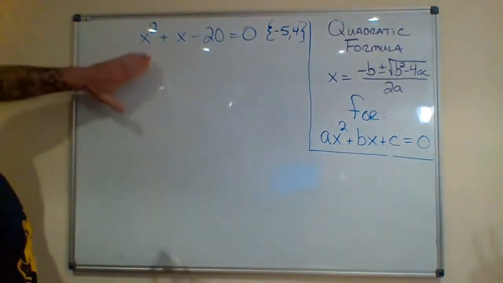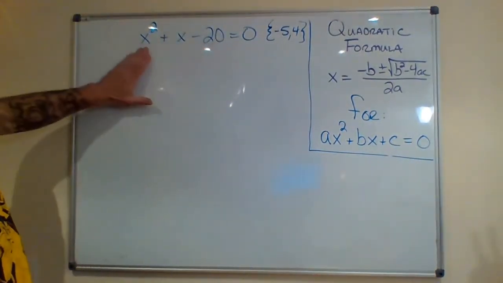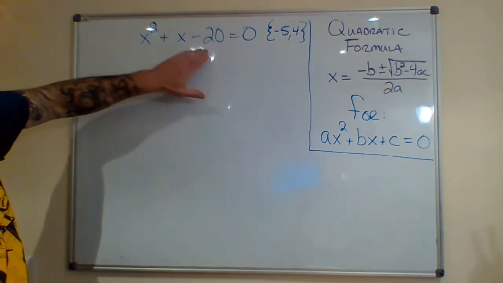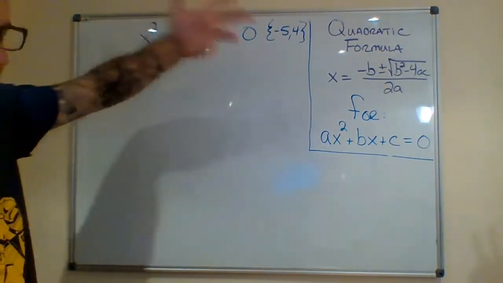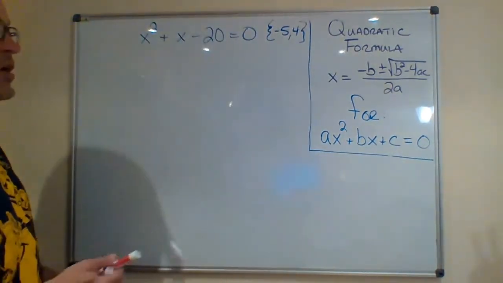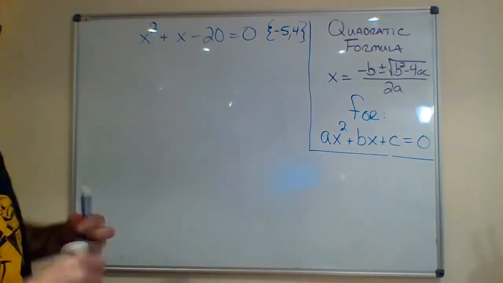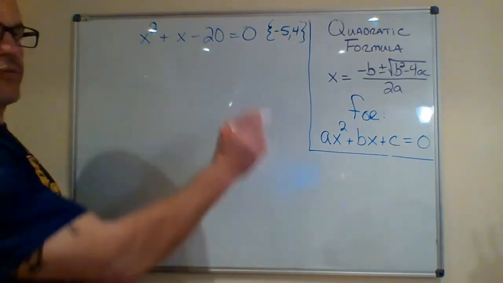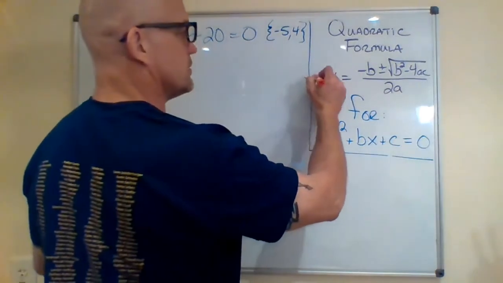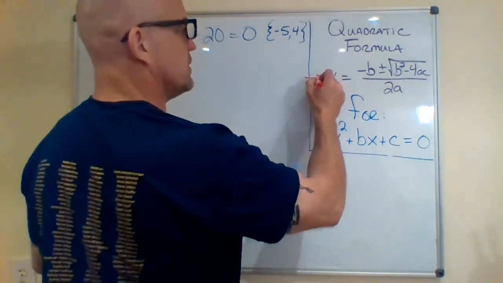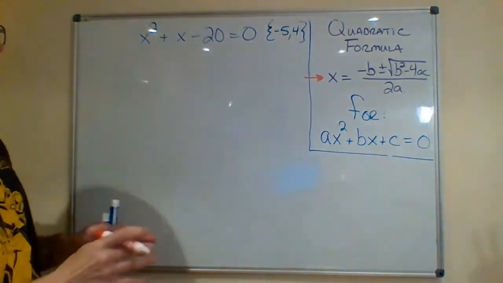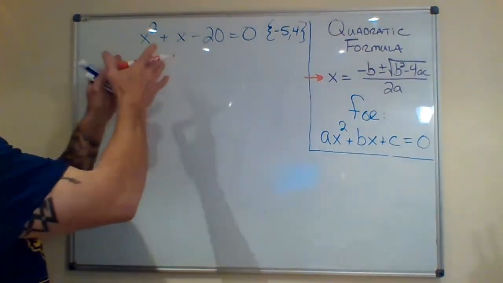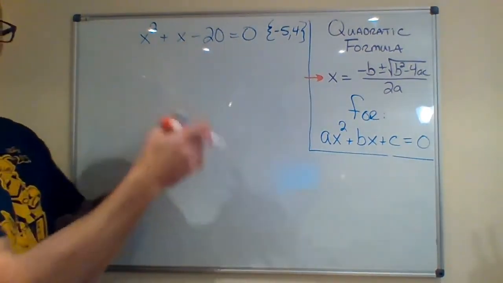So we have a quadratic in standard form. So it's ax squared plus bx plus c equals 0. In this case, it's -20, but same thing. So here's what we're going to do. The first thing we're going to do is we're going to put down the quadratic formula. Now I have it written over here because we're going to use it. So I have it written over there. All we're going to do is identify the a, the b, and the c values and plug it in.